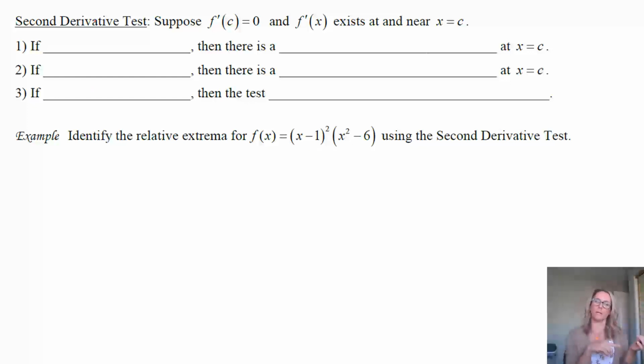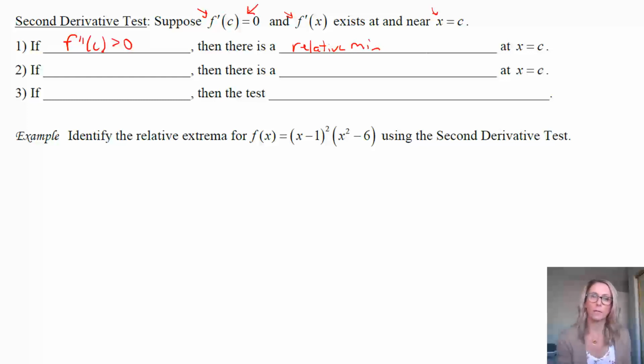So basically the second derivative test can tell you something about the first derivative if you want. It's just another way to think about relative mins and relative maxes using the second derivative, which sometimes is helpful. So let's say that we have a function whose derivative at a value is 0, and let's say that that derivative exists at and near x equals c. So we have all that information, which is just telling us that there's things we can do. If the second derivative is greater than 0 at that value of c, then there is a relative min at x equals c.